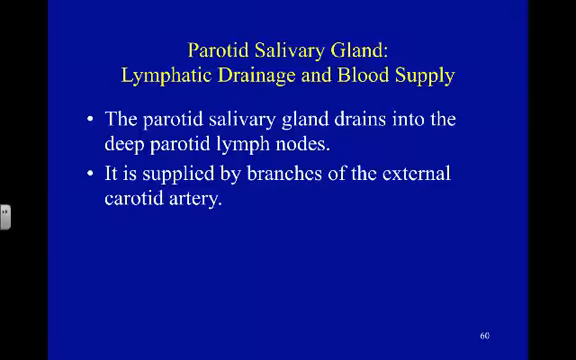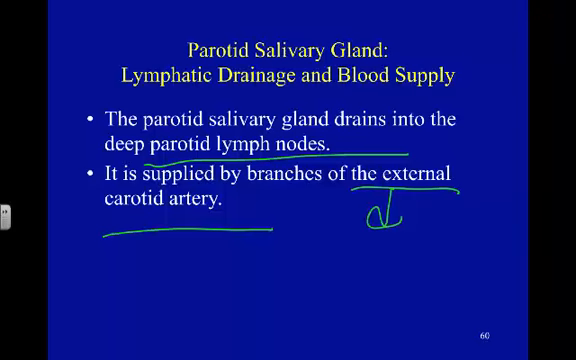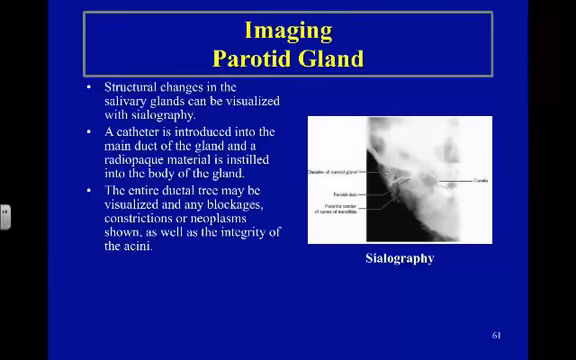So now the parotid gland drains into the lymph nodes, and blood, really, and it's supplied by the external carotid artery. What does the external carotid artery supply? It supplies predominantly the face. The internal carotid goes up to the circle of Willis and the brain. That's the kind of thing we hope you study.